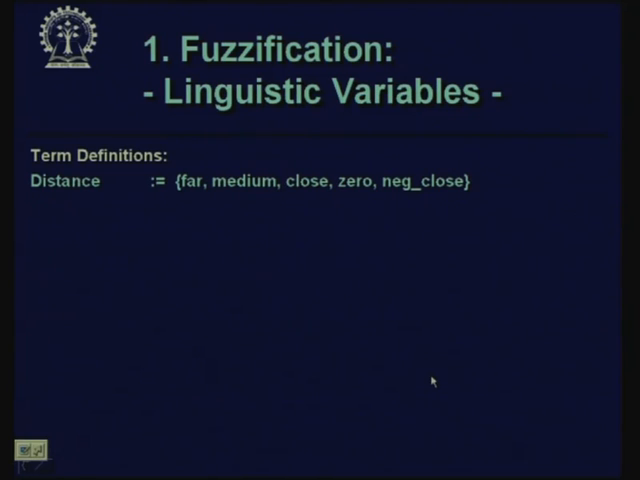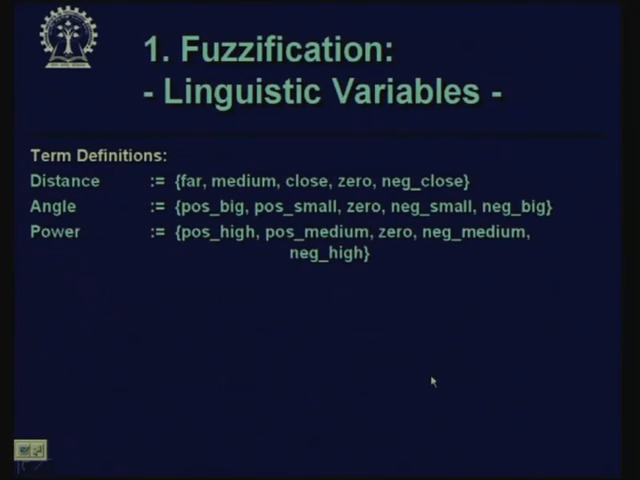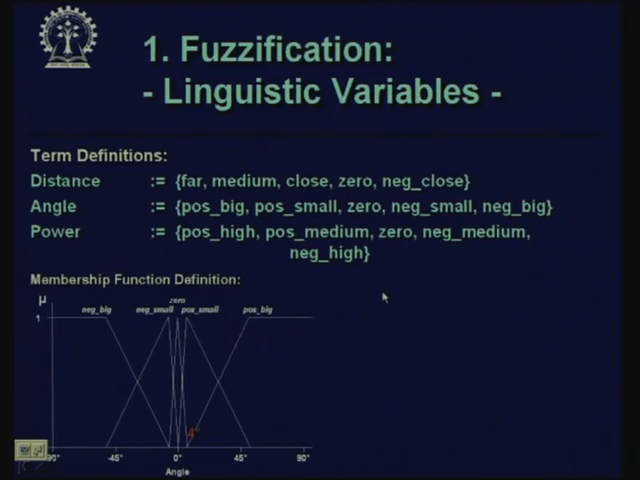So, the first thing that I have to do is to define a set of fuzzy sets, like distance is far, medium, close, 0, negative, close, something of this sort. Angle will again be maybe positive big, positive small, 0, negative small, negative big. Power can be positive high, positive medium, 0, negative medium, negative high, but these are very vague. So, I have to actually define their membership functions.